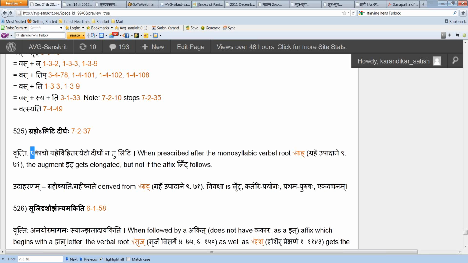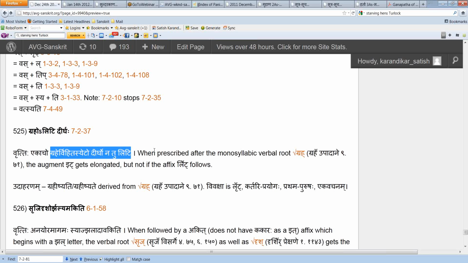Ekacho, don't worry about ekacho. This ekacho is just for some very complicated situations, just to cover some very rare application. So you can leave the ekacho for the time being. Just remember this much. Graher vihitasyeto dirgho natuliti. Which means that if idagama is prescribed following the dhatu graha upadane, that idagama takes a dirghadeshaha, but not if the pratyaya lit follows.